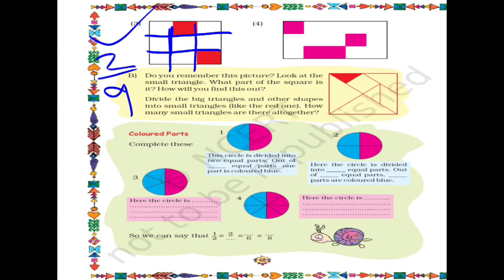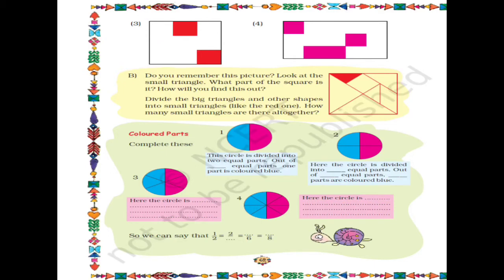Right, this way. So let's count how many parts are there. 1, 2, 3, 4, 5, 6, 7, 8 and 9. So a total of 9 parts are there and among them 2 parts are colored. So what will you write? By looking at the picture, we can say that 2/9 of the shape is colored. Now the fourth shape you have to do as homework. You have to first guess the colored part by looking at it, and then confirm whether you are correct or not.